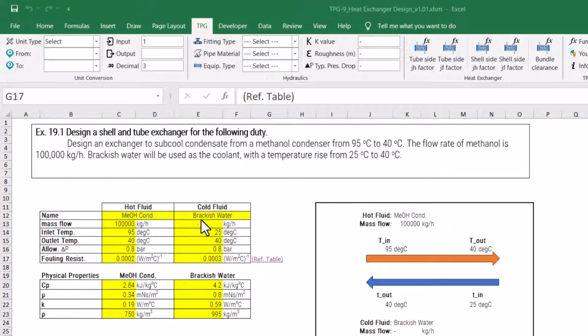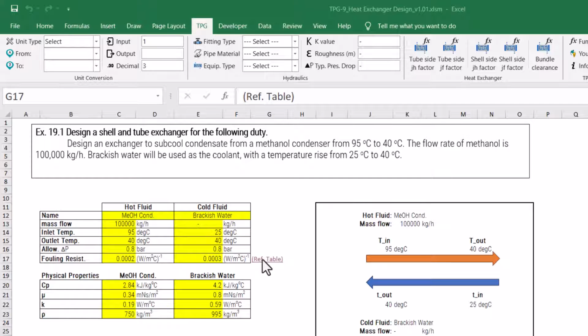In a very similar way, for brackish water we don't have the mass flow rate, so we will need to back calculate it. We know the inlet and outlet temperatures. For pressure drop, we are taking a reasonable value of 0.8 bar, and for the fouling resistance of methanol condensate and brackish water, we need to select reasonable values from the table.